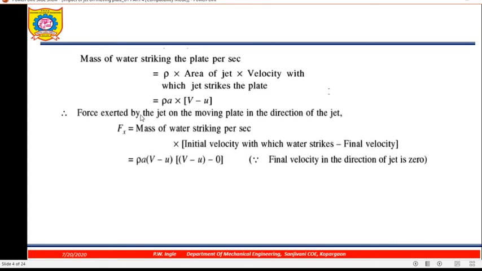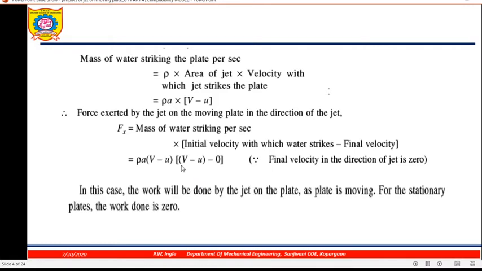Now you apply the impulse momentum principle for the moving plate, in the direction of jet. What is the impulse momentum principle? F dt equal to m into dv, that is F equal to m by dt in bracket change in velocity. So m by dt is the mass of water striking per second. So it is rho A in bracket V minus u. The initial velocity with which water strikes is V minus u, and the final velocity in x direction is 0. So you are getting Fx as rho A (V minus u) square.